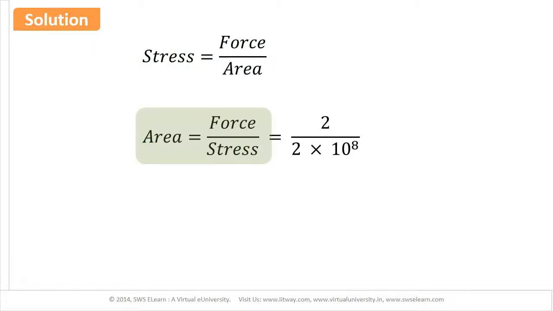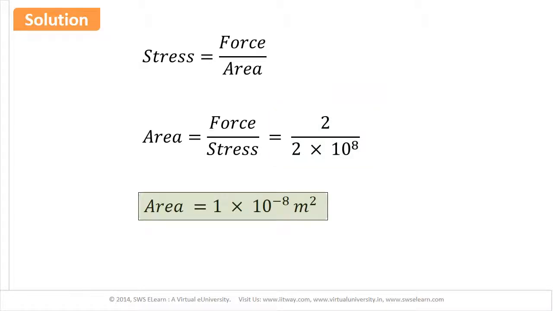Now, let us calculate the cross-sectional area of the wire. Stress is equal to force upon area, and therefore area is equal to force upon stress, and that is equal to 2 upon 2 into 10 raised to 8. Substituting the values of force and stress in this equation, we get area equal to 1 into 10 raised to minus 8 meter square.